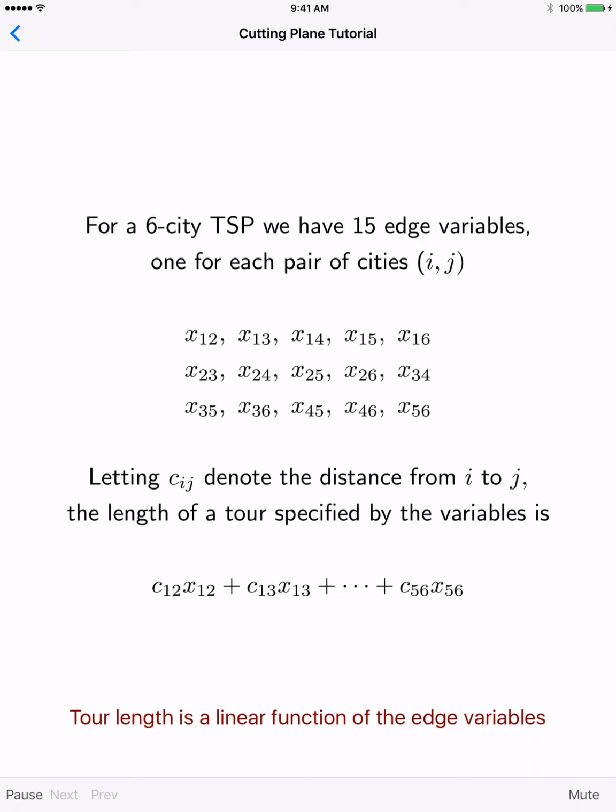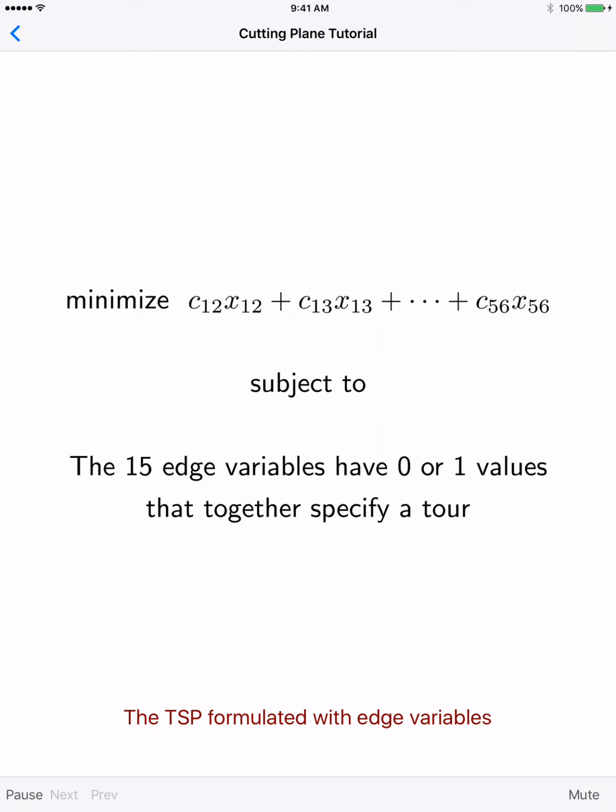This expression of the tour length is a linear function of the variables. In general, a linear function is obtained by multiplying each variable by a number and summing the products. So, the TSP can be described as minimizing the linear function of the edge variables, subject to the condition that they take on 0 or 1 values that together represent a tour.